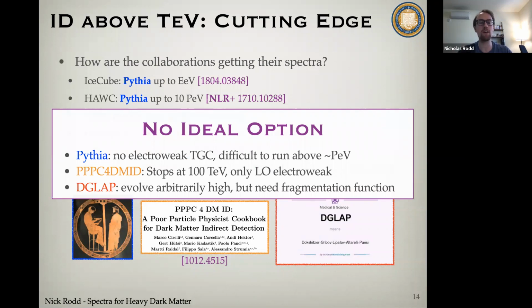So of the options being used at the moment, I think that none of these are ideal. For Pythia, even though it now has electroweak corrections, it does not have all the relevant interactions in the standard model. In particular, the electroweak interaction in the standard model is a non-abelian gauge theory, and so there will be triple gauge couplings, but Pythia just doesn't have any of those in there. And so you can imagine as you go to higher and higher energies, Pythia is going to underestimate the size of the electroweak showers that would develop because it's missing these triple gauge couplings.